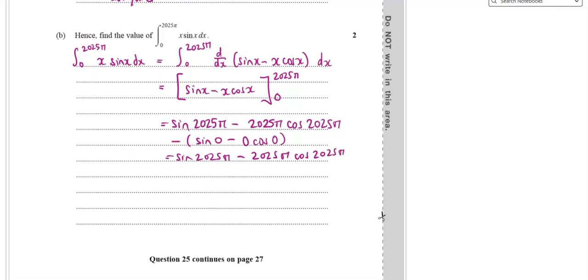So let's think about the shape of a sine graph. We know it takes 2 pi to repeat itself, but every multiple of pi it's going to be 0. So taking the sine of any integer multiple of pi is 0. So that helps us realise that that first term is 0.